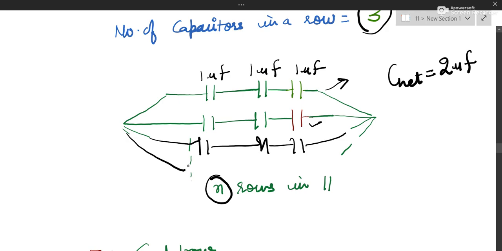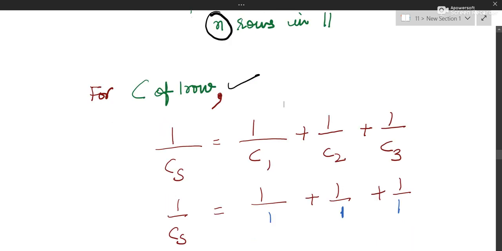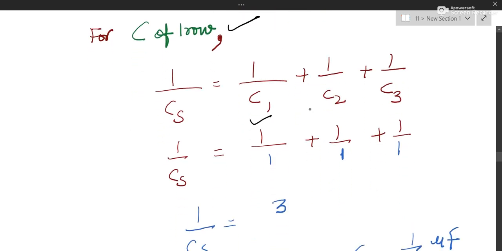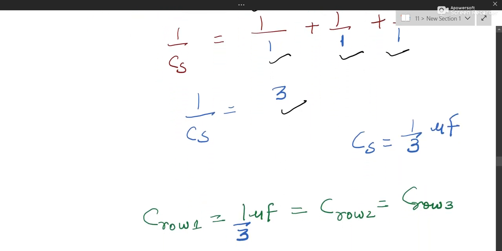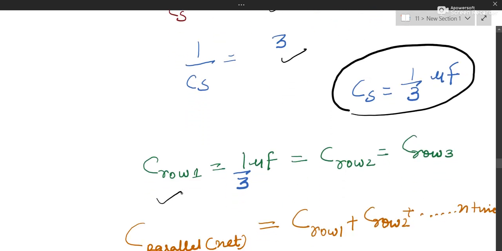N such rows. Okay, so now capacitance of first row, because they are connected in series. In series we have a formula, 1 by C series is equal to 1 by C1 plus 1 by C2 plus 1 by C3. 3 capacitors are there. So it is 1 plus 1 plus 1 is 3. So you will reciprocate. Now you are ready with CS, which is 1 by 3 microfarad. This is capacitance of first row. Okay, so capacitance of second row, capacitance of third row, all rows have capacitance of 1 by 3 microfarad, because every row has 3 capacitors.